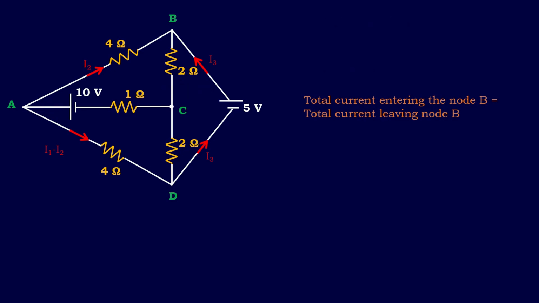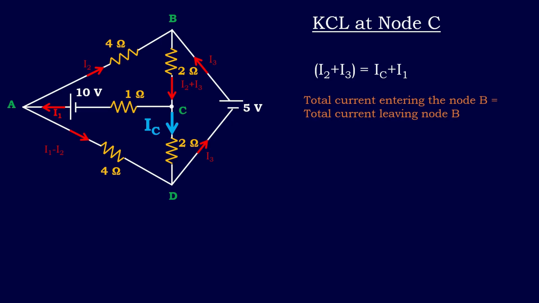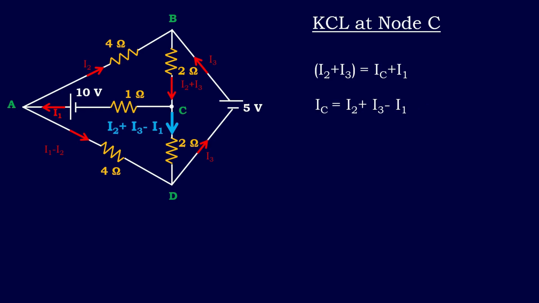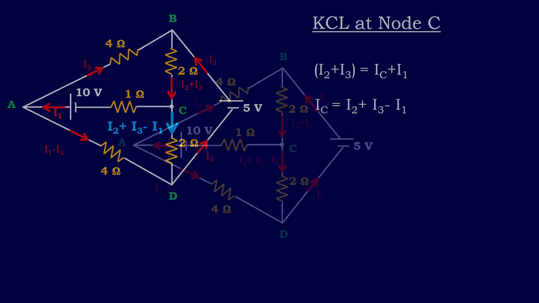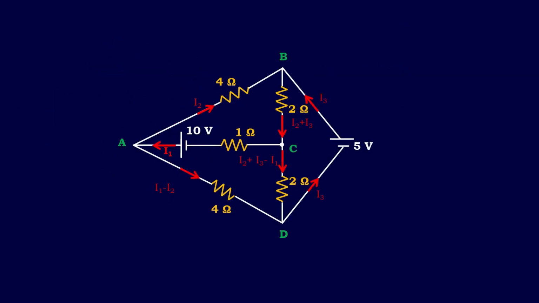Now let us apply KCL at node C. At node C, the current entering the node is I2 plus I3. Current I1 is leaving node C. Let us assume an additional current IC is also leaving node C. Applying KCL at node C, we get I2 plus I3 equals I1 plus IC. Rearranging this equation, we obtain IC equals I2 plus I3 minus I1. With this, we now have all the currents in the circuit expressed in terms of I1, I2 and I3.